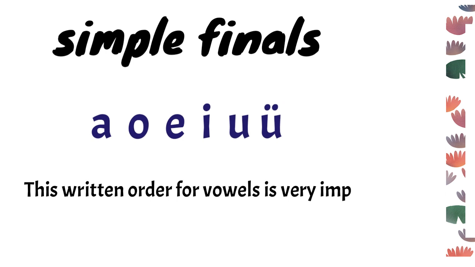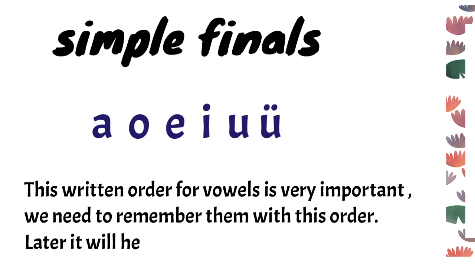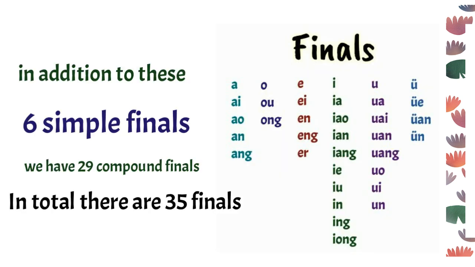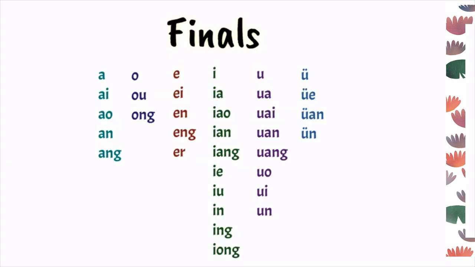This written order for vowels is very important. We need to remember them with this order. It will help us in tone marking. In addition to these 6 simple finals, we also have 29 compound finals and in total there are 35 finals. Now we practice all 35 finals.